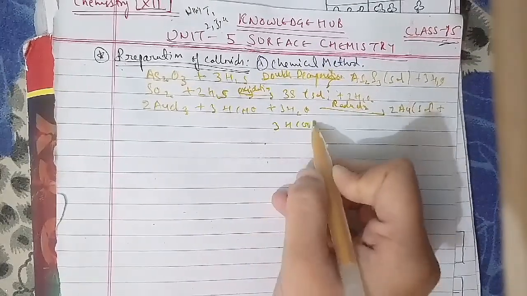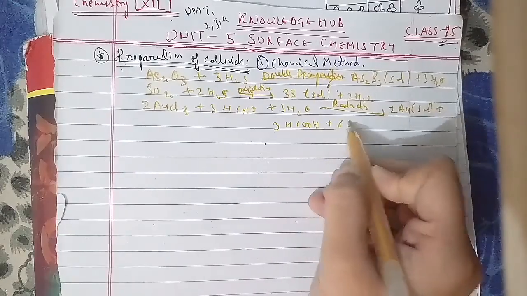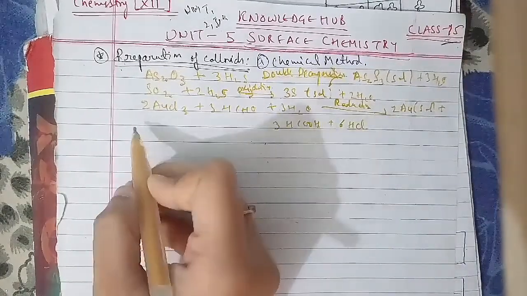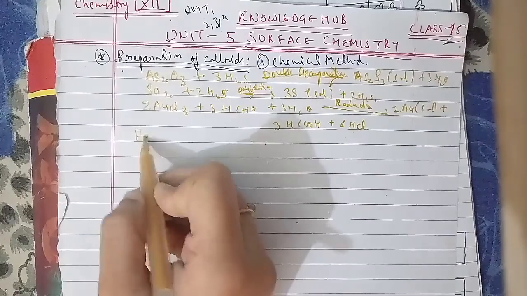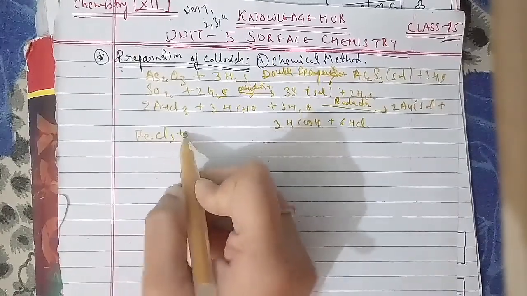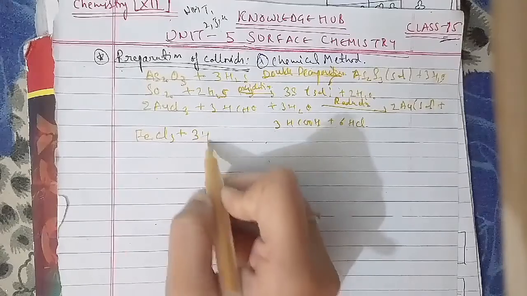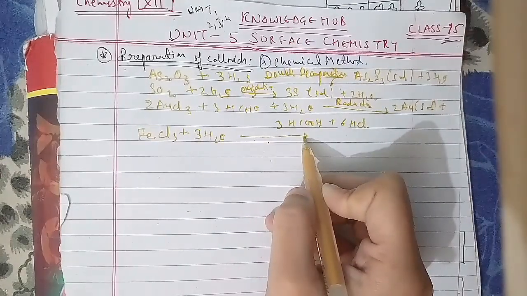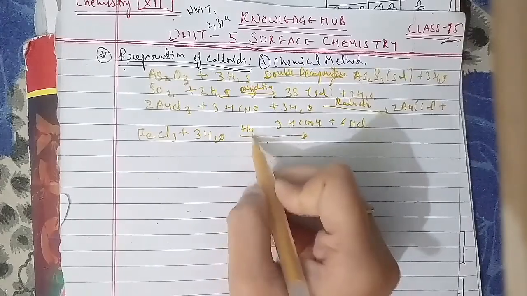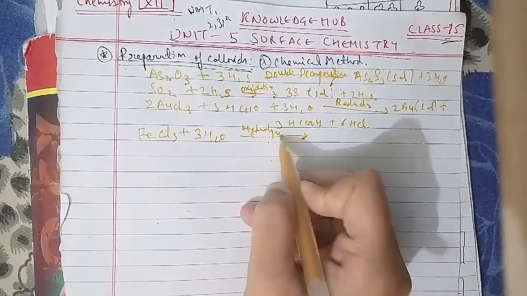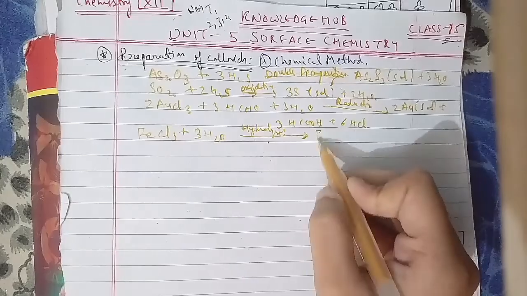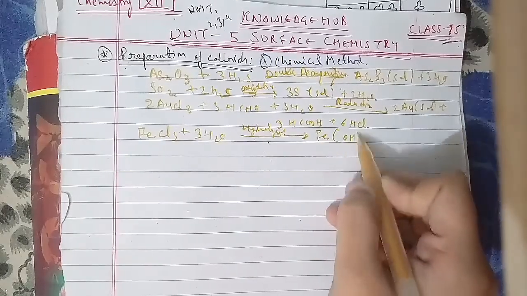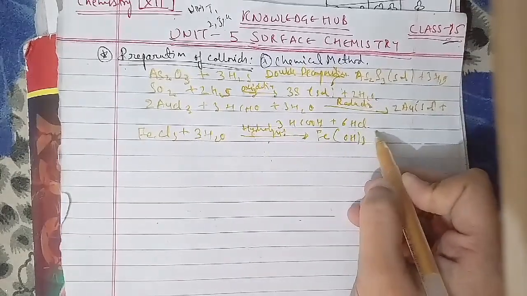Another we have here is FeCl3 plus 3H2O, where hydrolysis takes place, and it will give Fe(OH)3 sol plus 3HCl. These were the reactions for this as well.